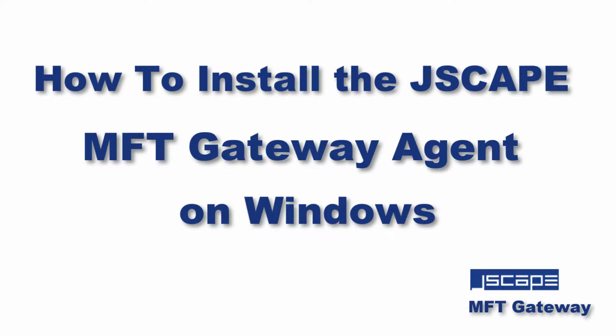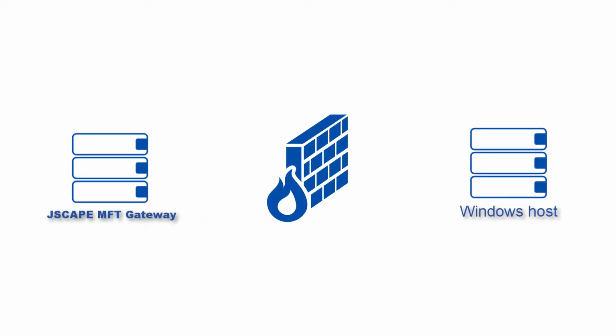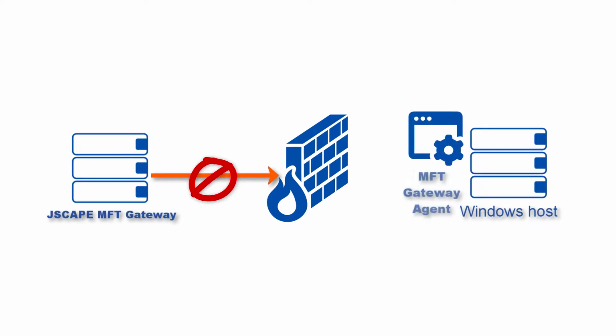In this video, we'll walk you through the steps of installing the JSCAPE MFT Gateway Agent on a Windows machine and adding that agent on MFT Gateway. Delegating network requests to an agent can come in handy if the Windows box running a service you want to create a reverse proxy for is located behind a firewall that doesn't allow any connections from external sources.